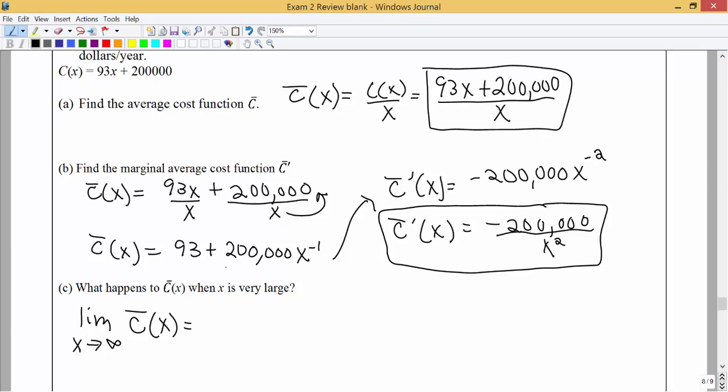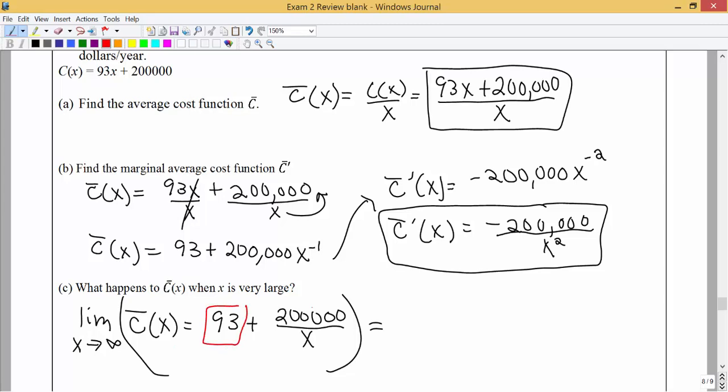I'm going to take the reduced form again. So let's say that we divide by X. So that would be 93 plus 200,000 divided by X. We're going to find the limit of this function. As X goes to infinity, the first term here will not change. That's just a constant, so the limit as X approaches infinity of the first term, 93, would just be 93.